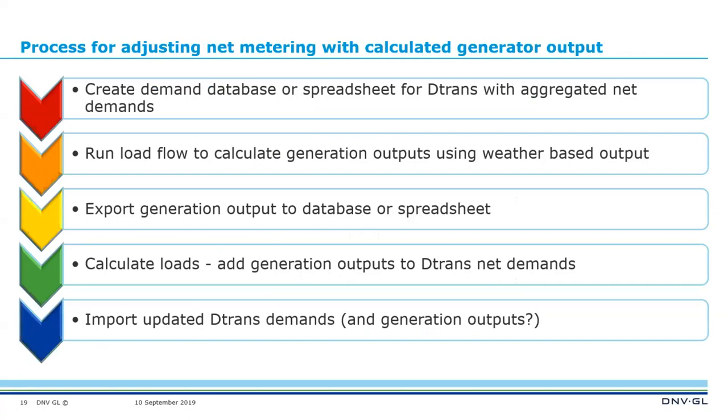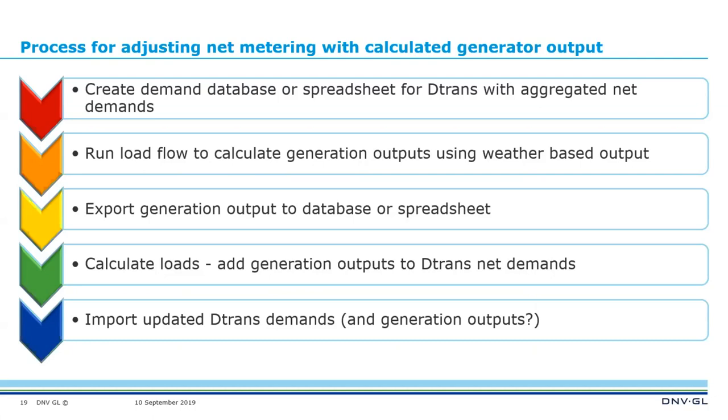So if you're one of the less data-rich organisations with just net metering, what would be the process you would have to adopt to be able to take that model data and turn that into your load profile for aggregated customers? The first thing you would need to do is create a demand database or spreadsheet for DTrans with aggregated net demands.